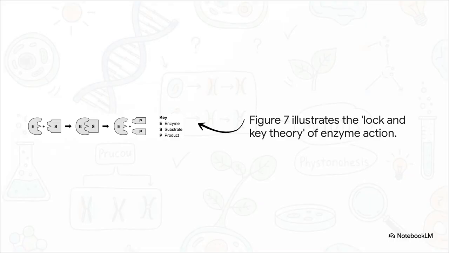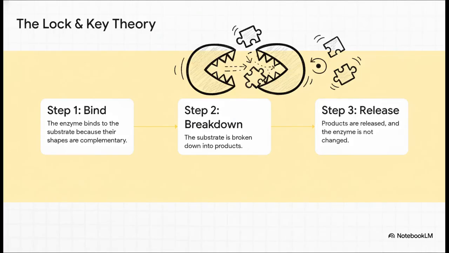Simple as that. Okay, so next up, they give us this classic diagram and ask us to explain the lock and key theory using what we see. So the big question is, how do we turn this simple picture into a perfect 3-mark answer? This is exactly what the examiners are looking for. It breaks down into 3 key steps. Step 1, the enzyme and the substrate bind because their shapes are complementary. That's a keyword. Step 2, the substrate gets broken down into products. And step 3, those products are released and the enzyme itself isn't changed. It's ready to go again.